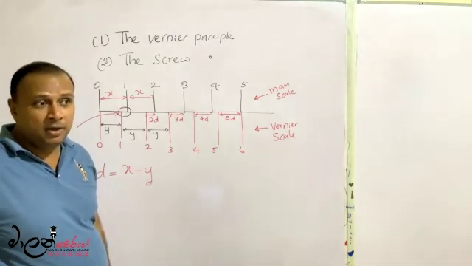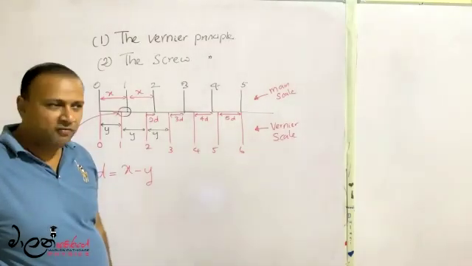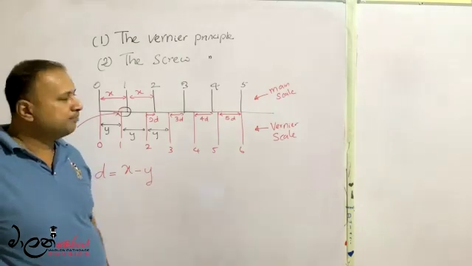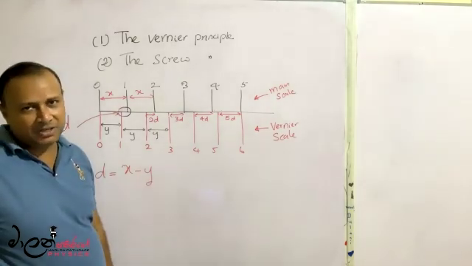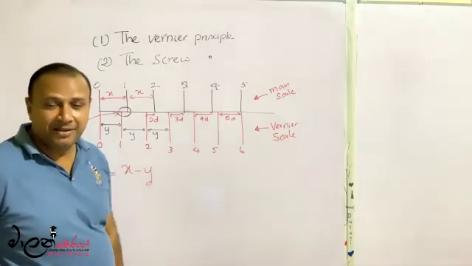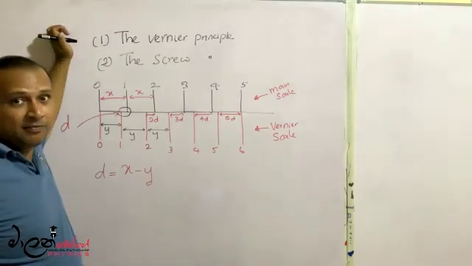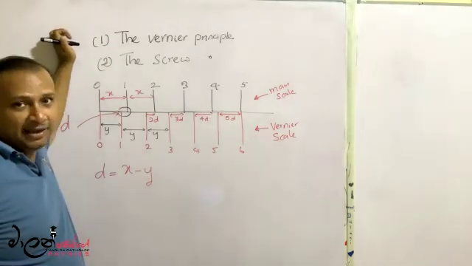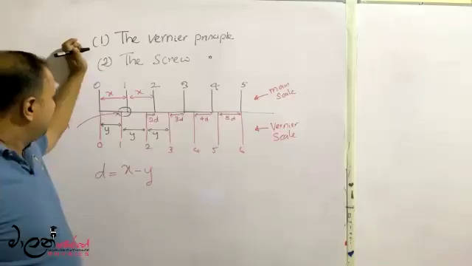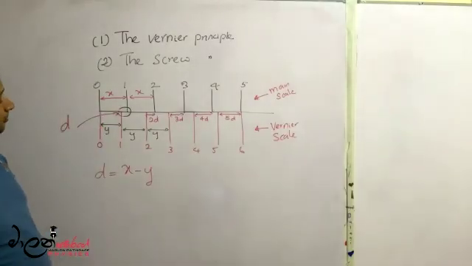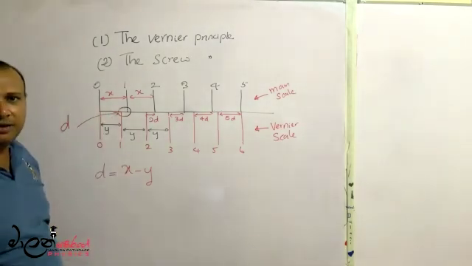Now there is a problem. What is the meaning of that can be measured? I will explain that when we are doing how to take a reading using a vernier scale, and when we are doing the way of taking measurement using a vernier scale, then I will discuss how to take the reading. Until then you can understand this thing. This is the smallest gap that can be measured.